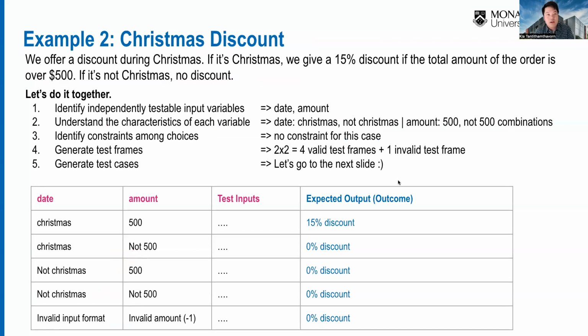All right. So next one, Christmas discount. Okay. So what is the specification here? We offer a discount during Christmas. If it is a Christmas date, we will give 15% discount if the total amount of the order is over $500. And if it is not Christmas, then there's no discount.